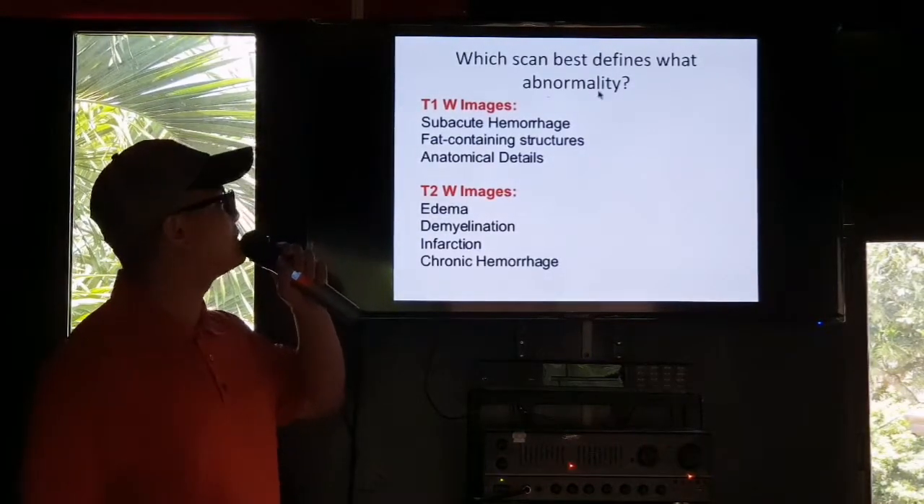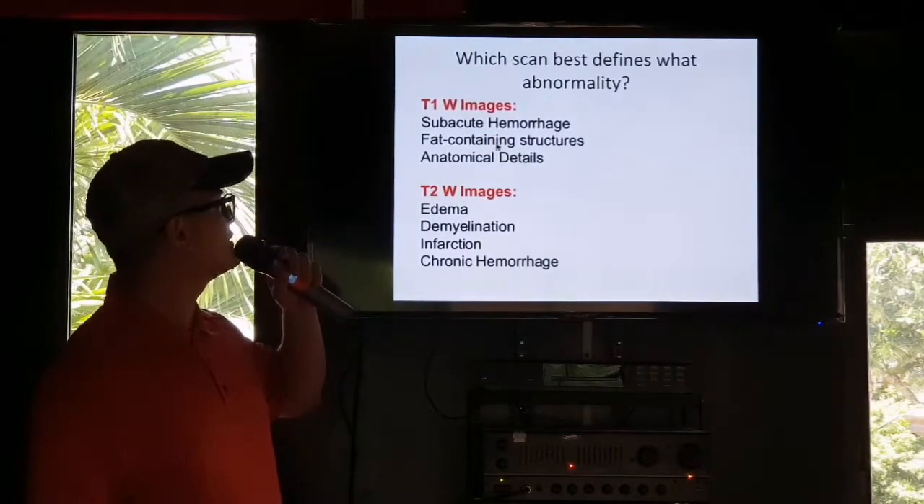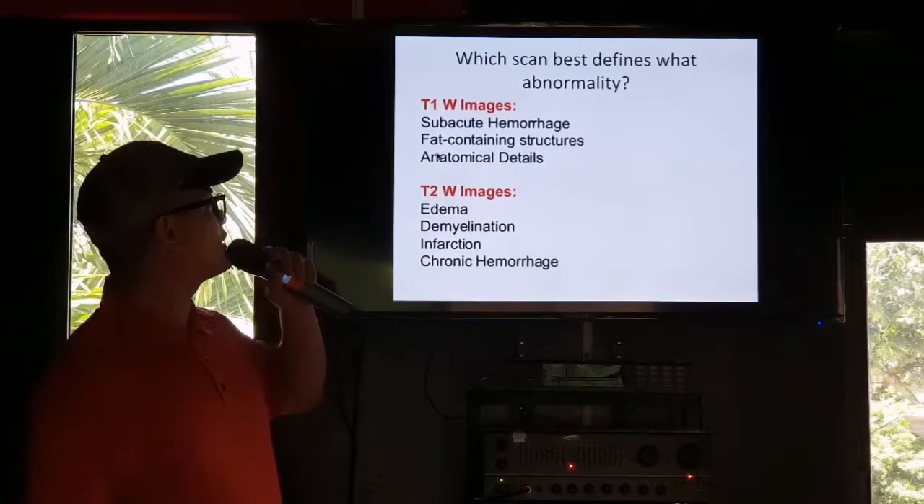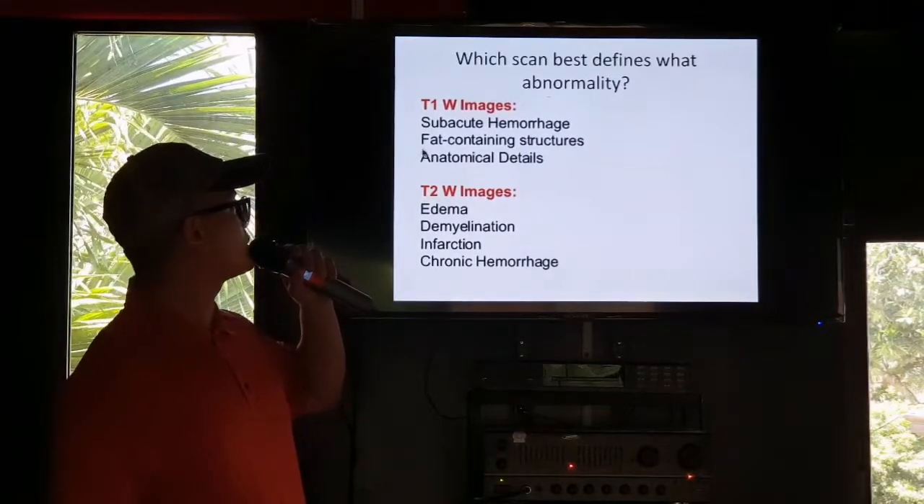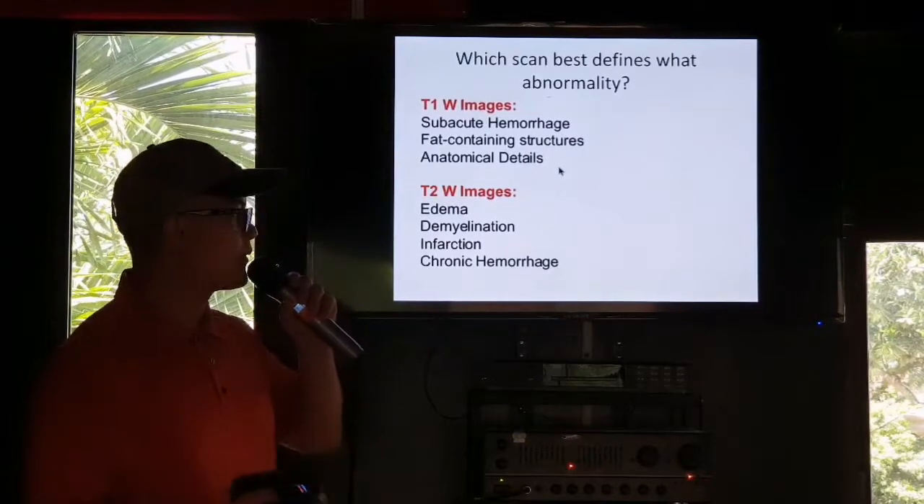So which scan best defines an abnormality? On T1 images, these are the following: anatomical details, of course fat-containing structures, because they appear brighter on T1.